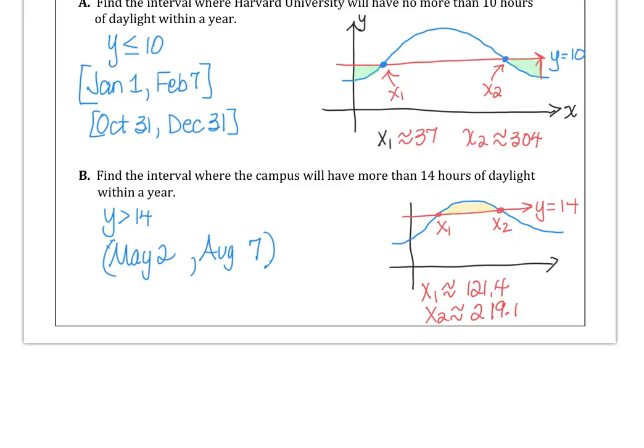And we've got the days are on a year with 365 days for the year. So that's the conclusion of lesson 3.10 on trig equations and inequalities.